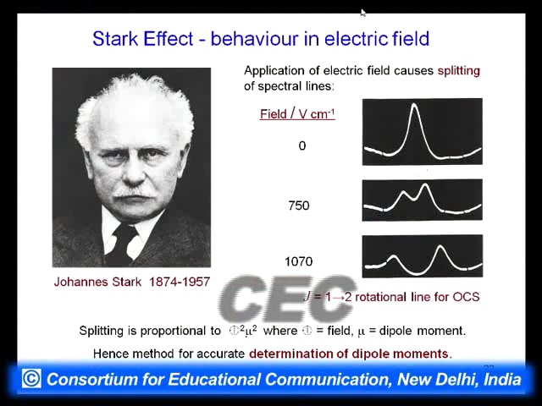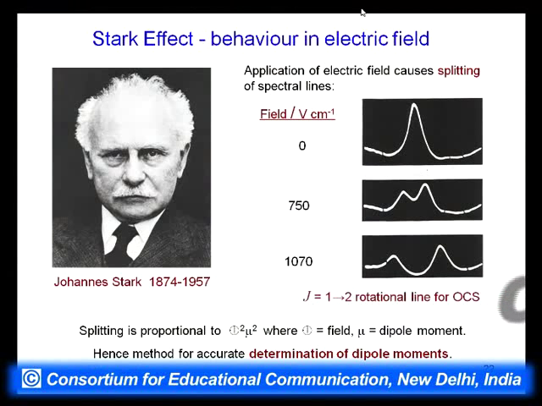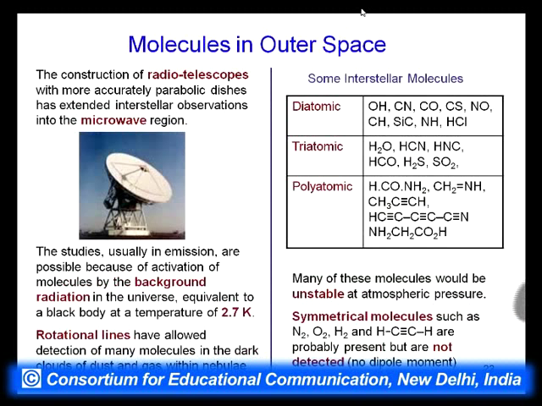And before I wind up, I'll briefly tell you about the Stark effect. Just like you have the Zeeman effect, where the different MJ values are separated when you apply a magnetic field, when you do it in an electric field, a similar kind of separation occurs, from which you can determine the dipole moment. So one of the applications of microwave spectroscopy was to find out very accurately the bond lengths. Now we are also able to find out the dipole moments, and this is one of the best methods for finding out the dipole moments.